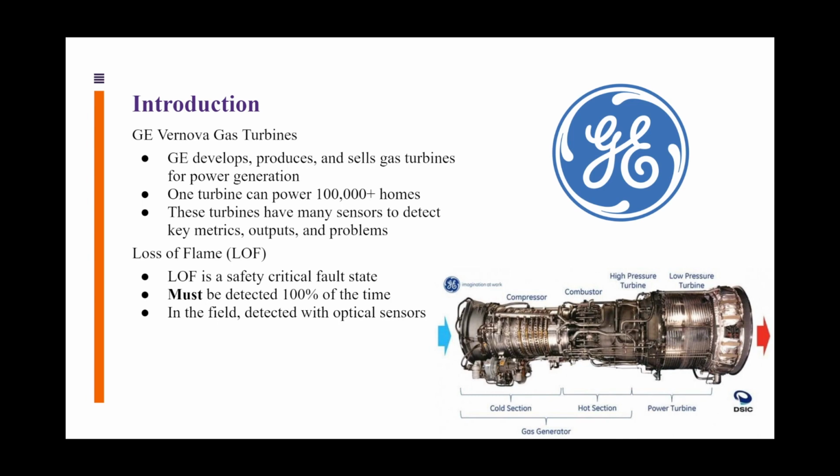A loss of flame is a safety critical issue and it must be detected 100% of the time. As you can imagine with how large these machines are and how powerful, they're going through a large amount of gas, and if this gas is not getting combusted properly, it can very quickly build up in a confined space and an explosion could easily happen. So in the field, these are detected with optical sensors.